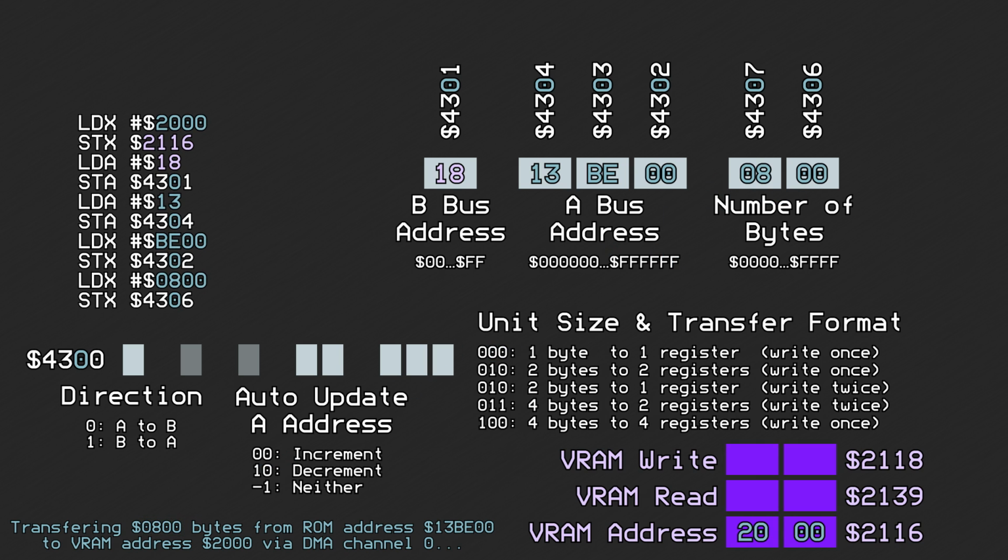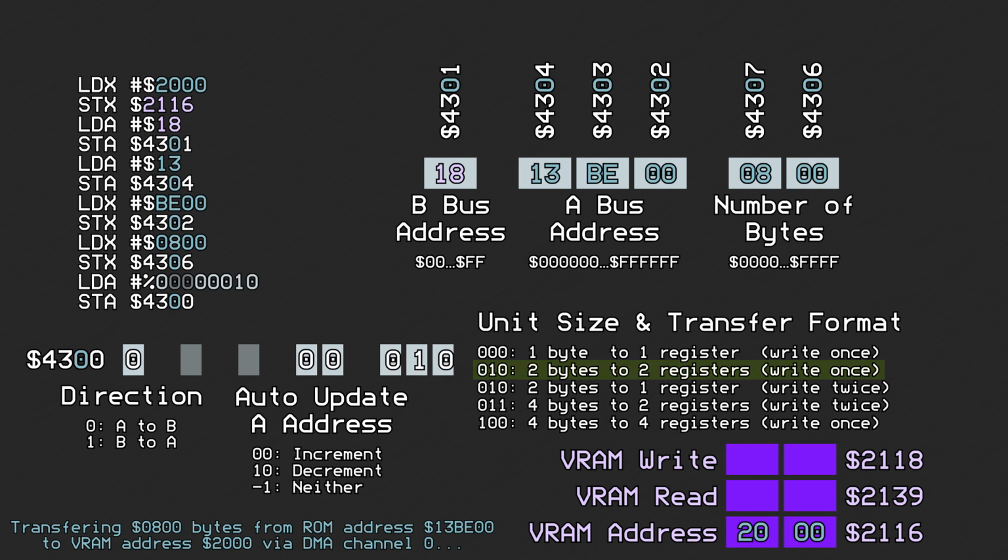Third, the transfer properties should be set. In this case, the transfer occurs from A bus to B bus, the A bus address should be incremented after each byte transferred, and the transferred bytes should be written 2 at a time in the order of low and high to match the VRAM data I/O registers.